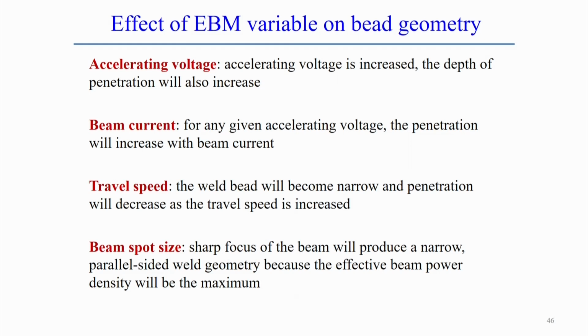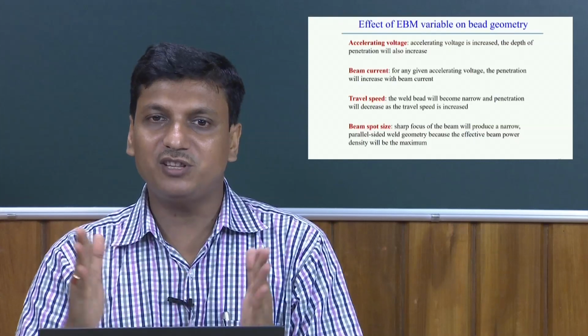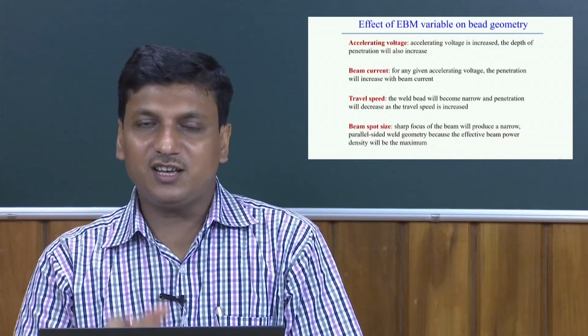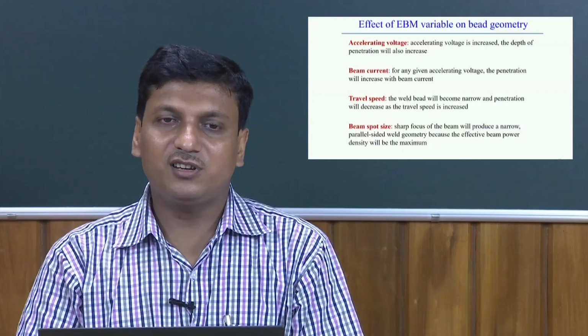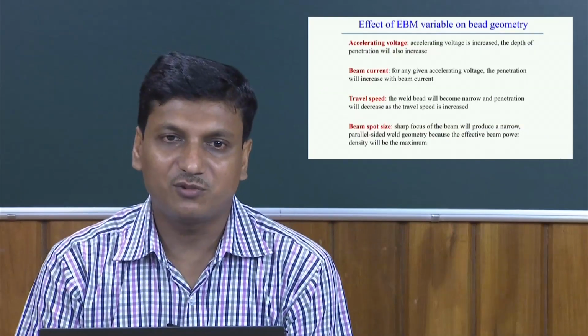At the same time, when it decreases the penetration, it will try to narrow down the weld width. But if travel speed is very low, the width can be beneficial; it will try to increase both the width as well as the penetration. So these are the basic ideas about the effect of travel speed on the weld bead geometry in the electron beam welding process.